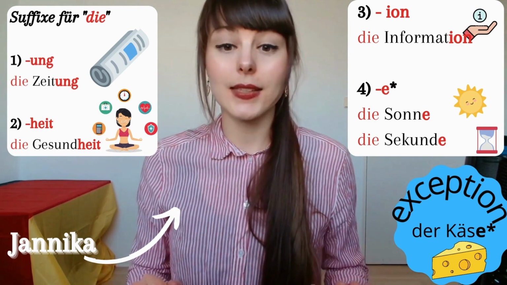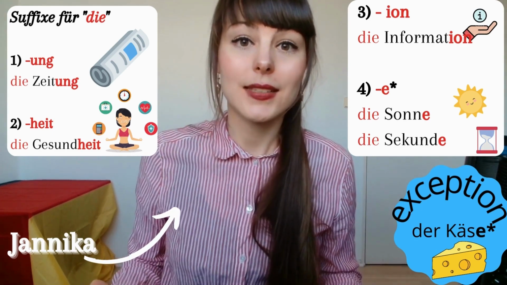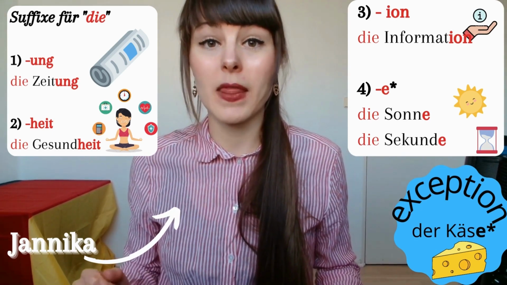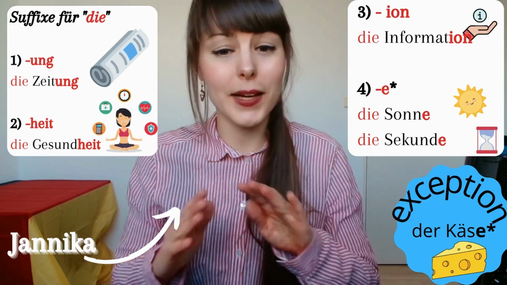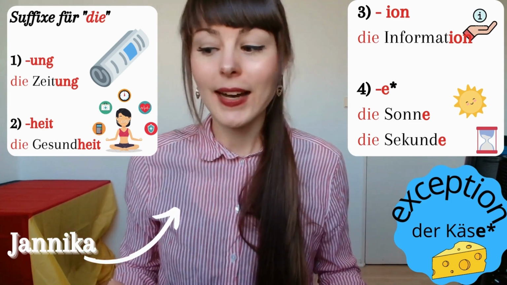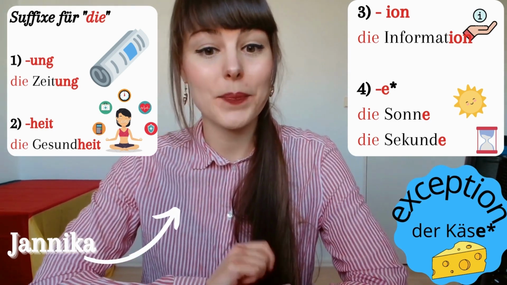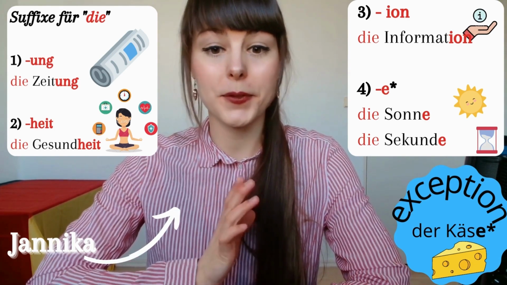But as I mentioned, there are exceptions. Example: der Käse, the cheese. Cheese is male, sun is female. I don't know if that makes sense, but we have to learn it. Okay, so this was part 1 of female nouns, or nouns with a female article.